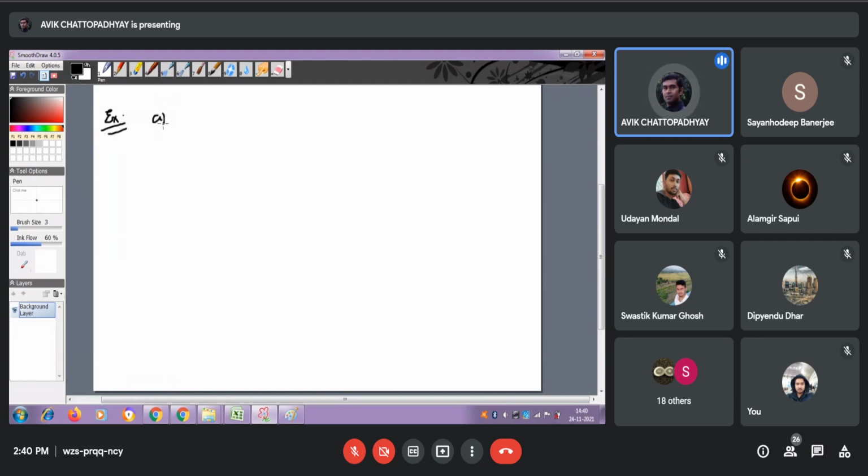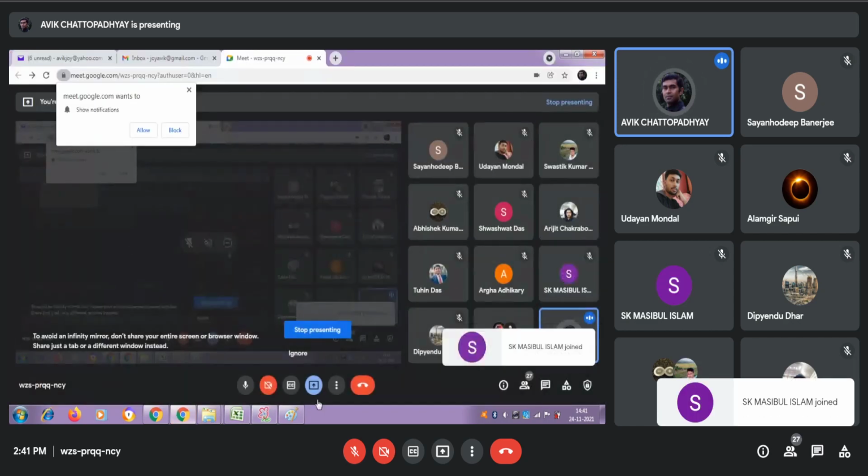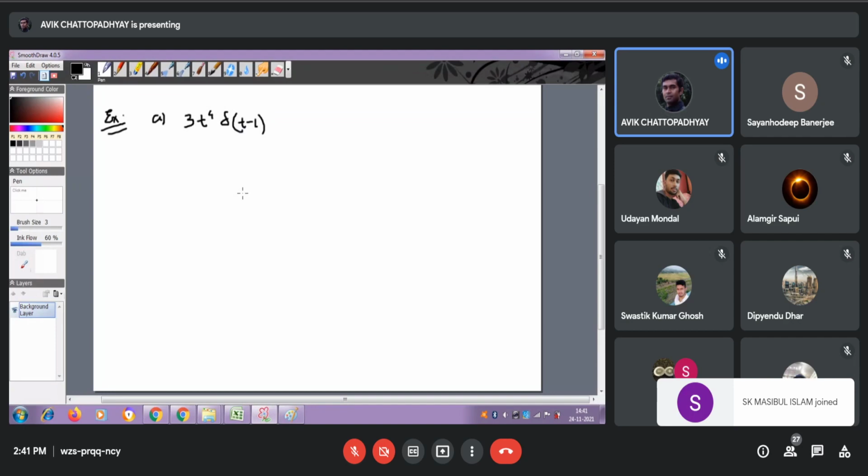Suppose for example number 1, the expression given is 3t^4 δ(t-1). This is the expression given to you. Now you have been asked to evaluate or reduce the expression using the property of the delta function as applicable. What will you do? First, observe the expression very carefully. You can express it in a reduced form if you apply the property of the delta function judiciously.